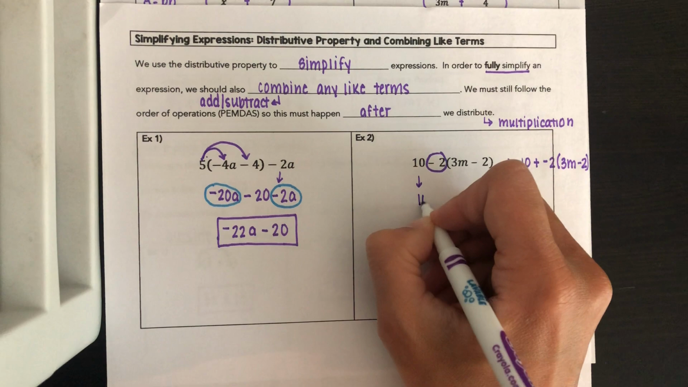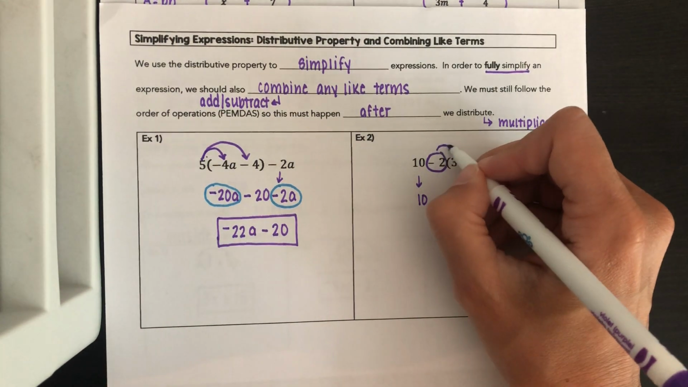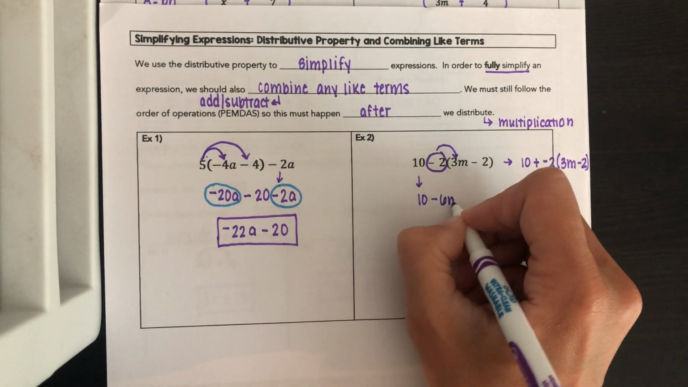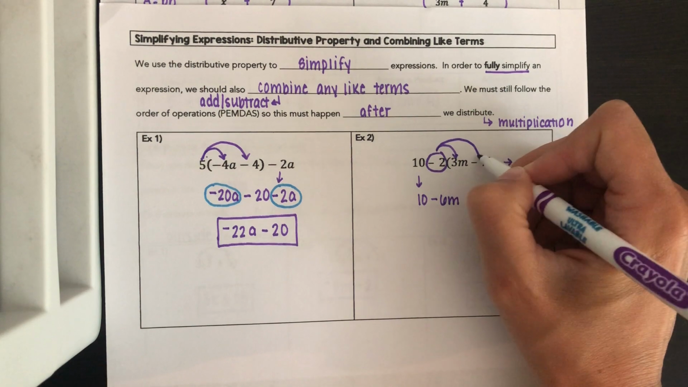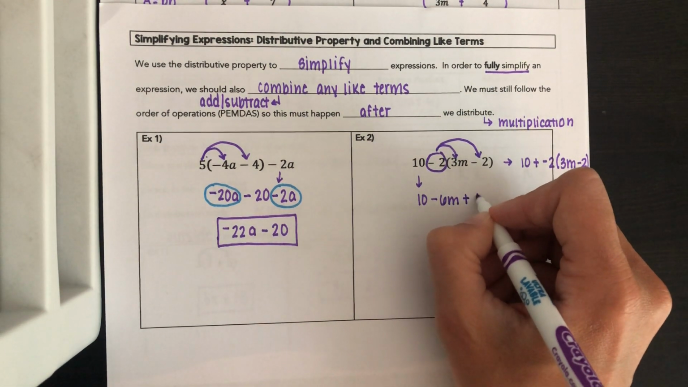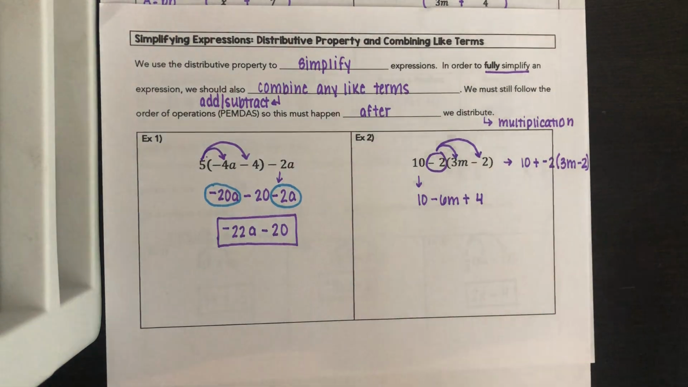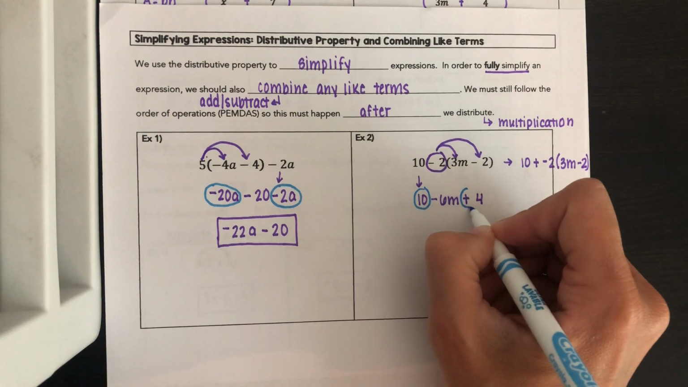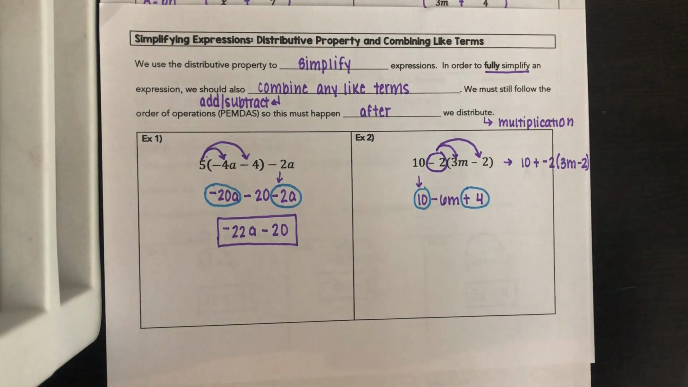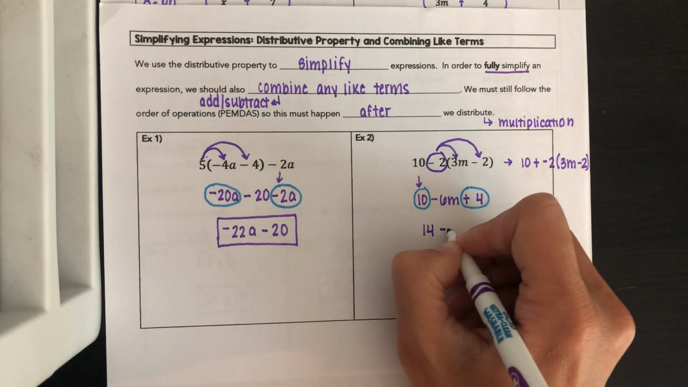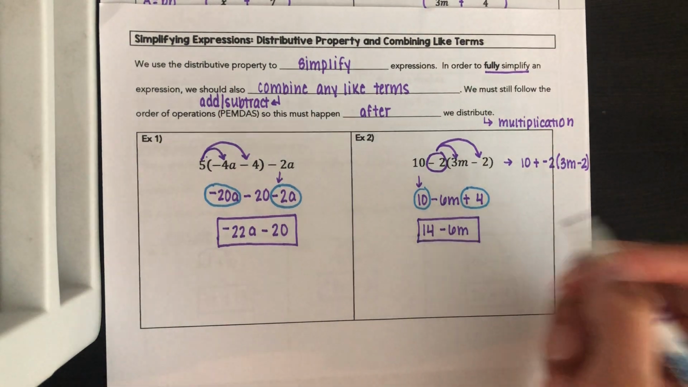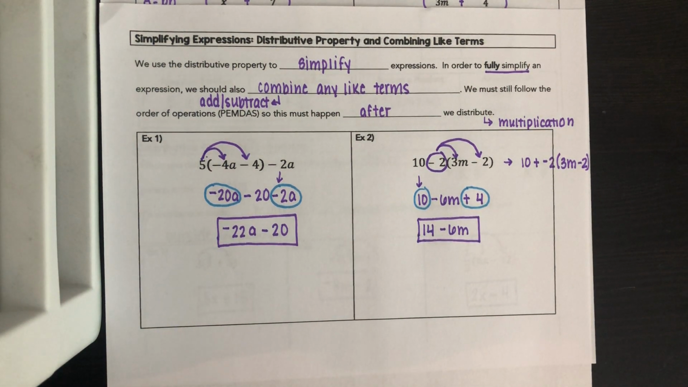We can bring 10 down because we're not going to do anything with that just yet. And we have negative 2 times 3m, which is negative 6m, so we're going to subtract 6m. And then negative 2 times negative 2, which is positive 4, so we're going to add 4. And again, looking here, we still have like terms, so we're going to circle our like terms and combine those. So 10 plus 4 is 14, and then we're going to continue with that negative 6m. And now that I've eliminated all of my parentheses and I don't have any more like terms, we have officially and fully simplified our expression.